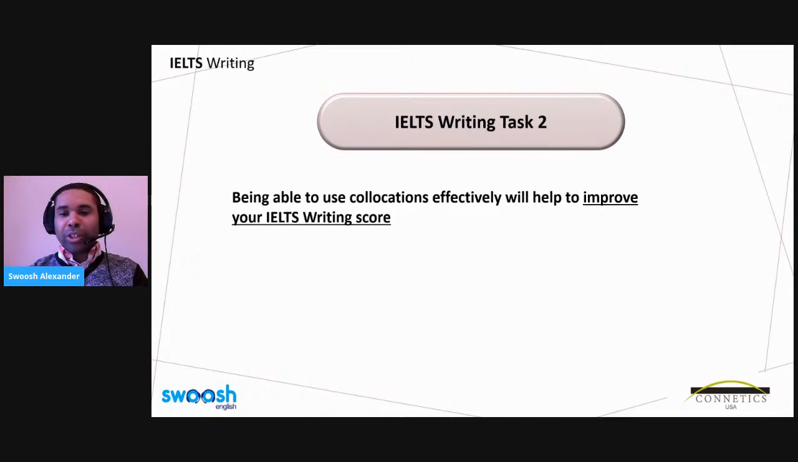Okay, I've got a question here from Kodad. Is it necessary to write a conclusion in each body? So a conclusion should be written at the end of IELTS writing task two, not in each paragraph. So only in the final paragraph at the end of the essay.